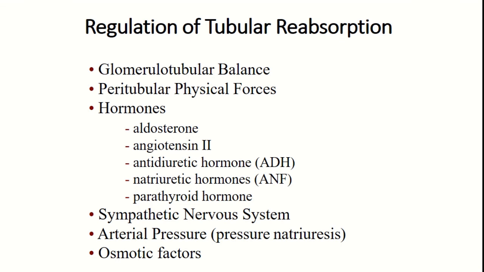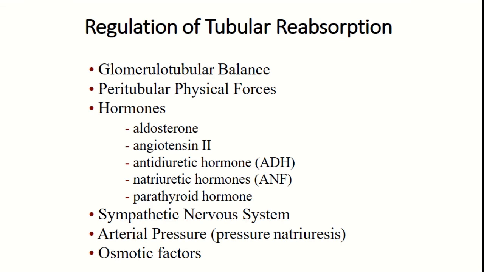calcium ions. Then the effect of the sympathetic nervous system: you all know very well that it is going to cause vasoconstriction. So it is also going to cause constriction at the level of the vessels of the renal system. Because of increased vasoconstriction, the renal blood flow is going to decrease. Then we have the arterial pressure. Whenever the arterial pressure increases, the hydrostatic pressure at the level of the glomeruli also increases, affecting the renal tubular reabsorption and secretion. Then we have the osmotic factors.